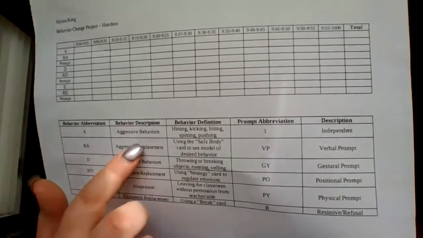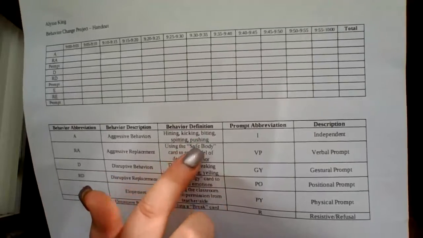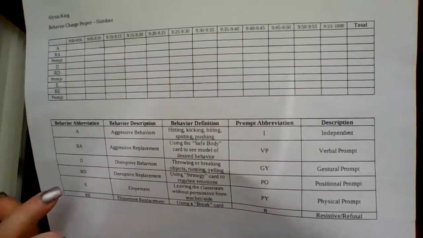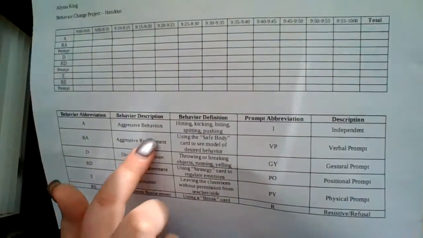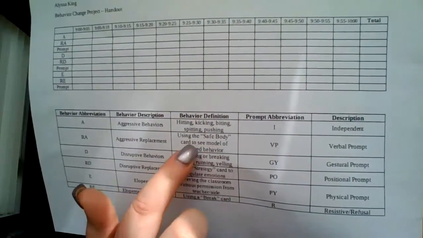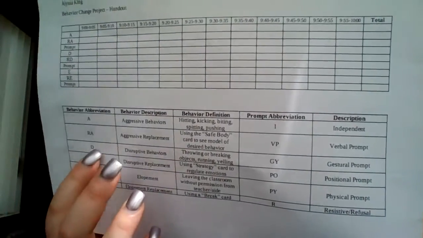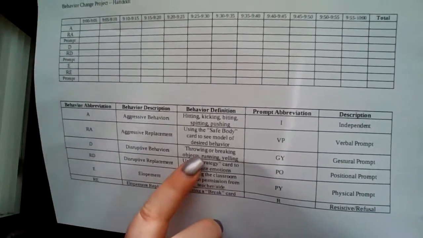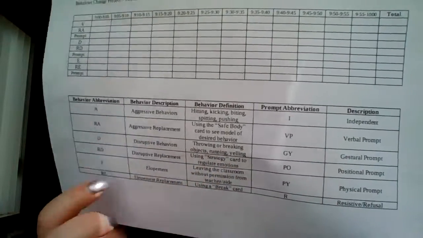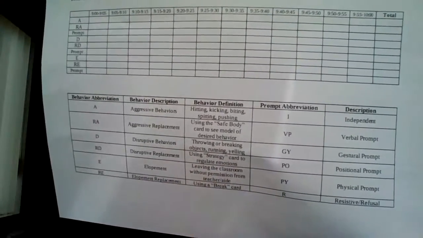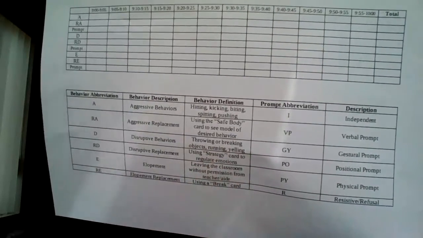So an A would be the presence of an aggressive behavior, and then I've defined it: hitting, kicking, biting, spitting, pushing. The aggressive behavior replacement would be using the safe body card with the model of a caregiver. Same thing for disruptive: throwing or breaking objects, running, yelling. And then same thing with elopement, leaving the classroom without permission from an adult. And then again, using a strategy card, using a break card.